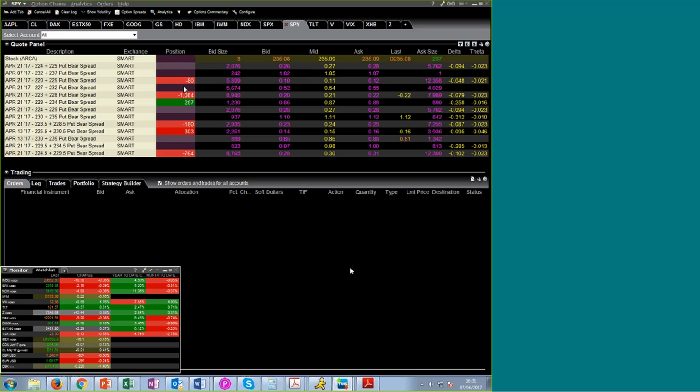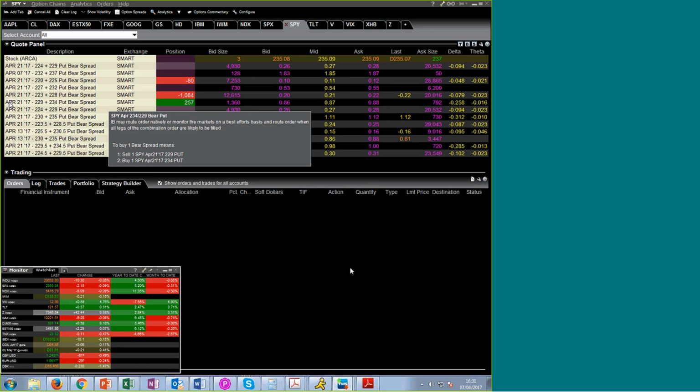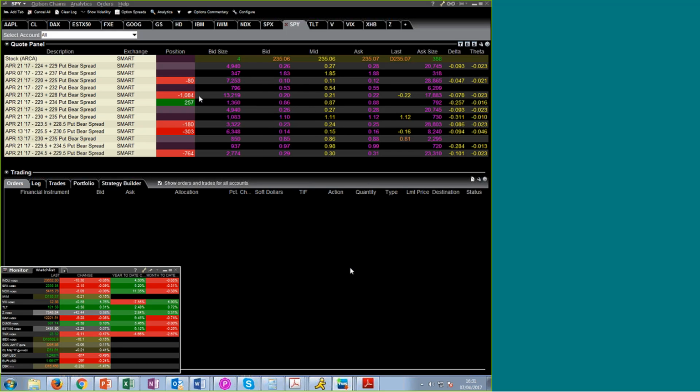So open positions, short put spreads are of course in red, long put spread positions are displayed in the green. So what do you notice first and foremost about this? Well, you can see we're short a lot more premium than we are long as we approach April 21 expiry. Okay.